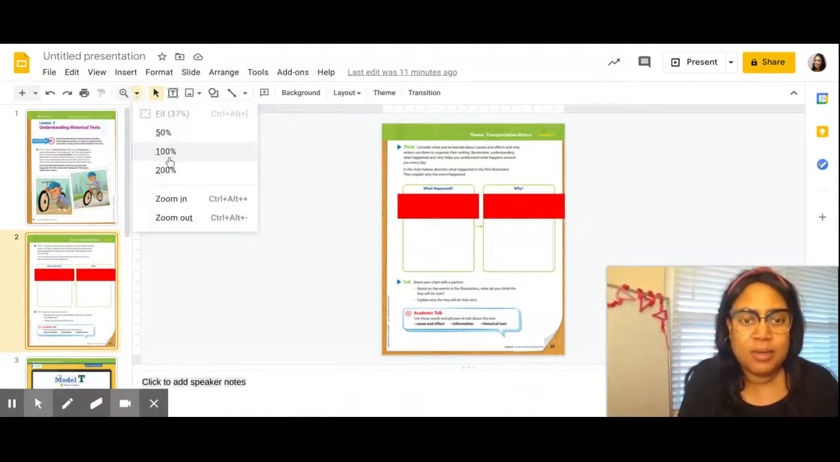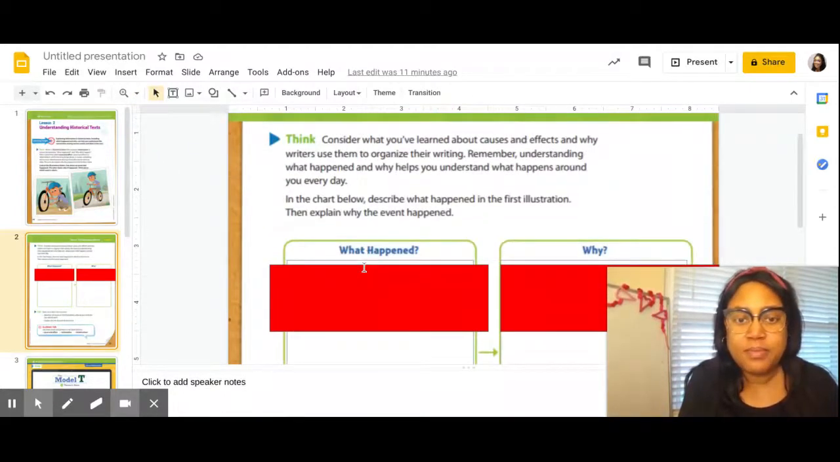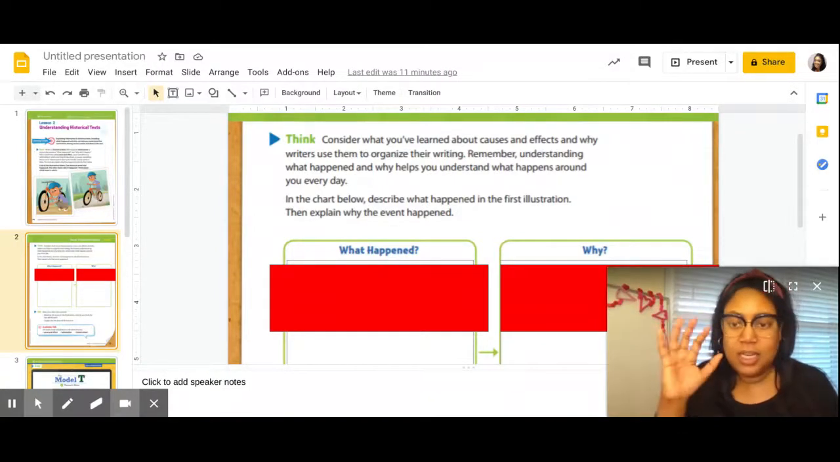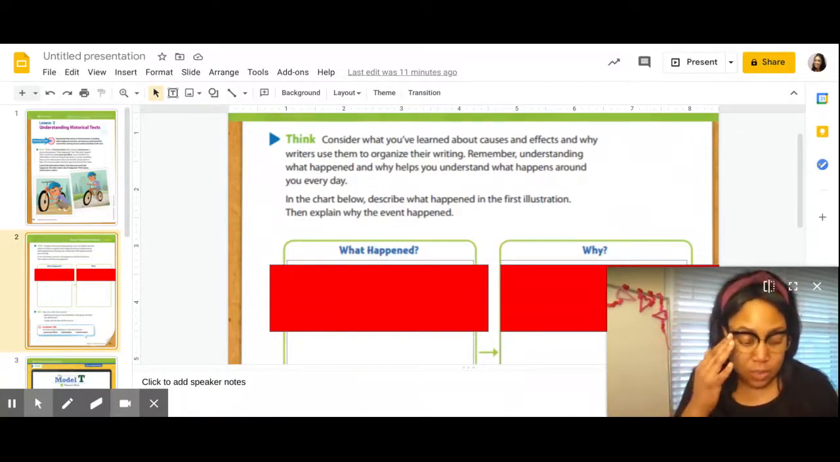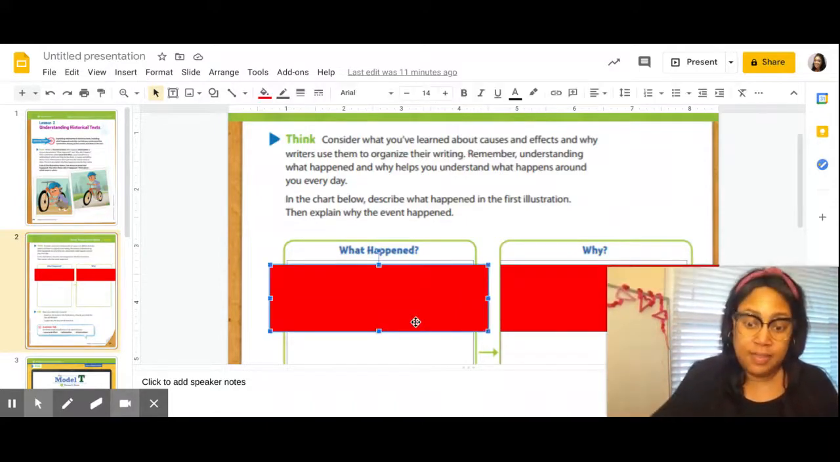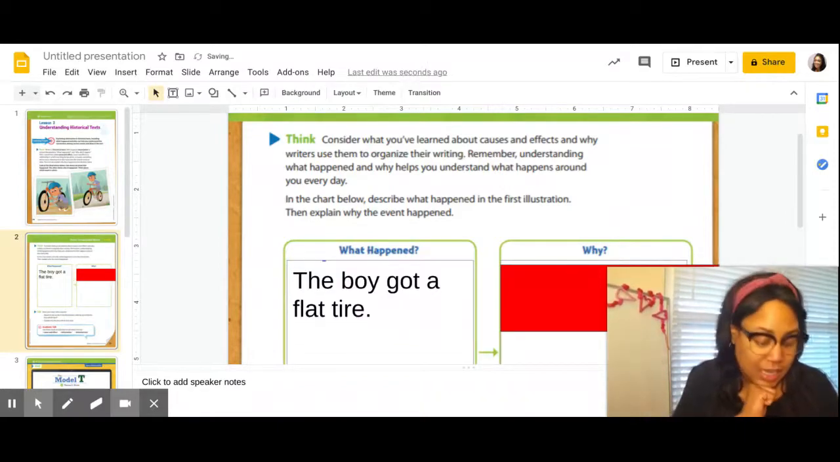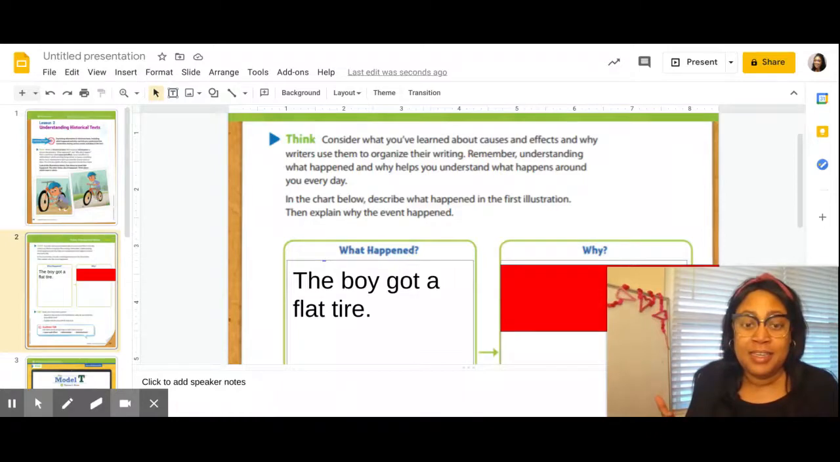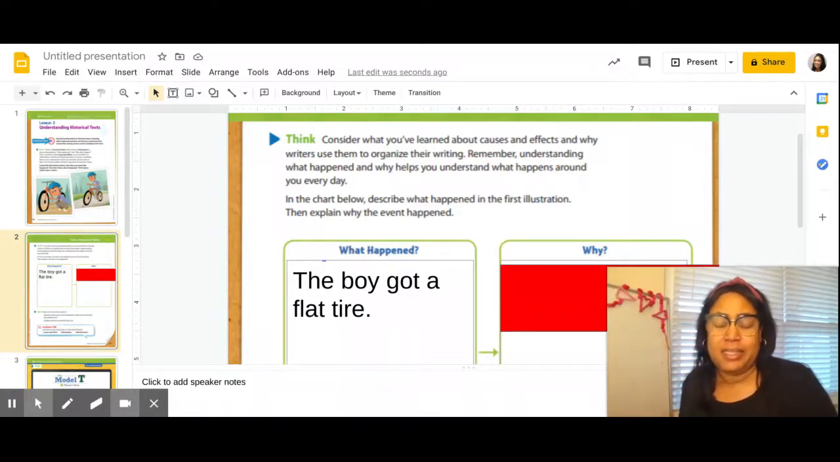All right, so if we take a look at this, our chart helps us to really organize our thinking. So what happened? Well, you can see that in the first picture, the boy got a flat tire. That's the main thing that happened. Oh, I got a flat tire. Okay, well, why did he get a flat tire? That's now the question.